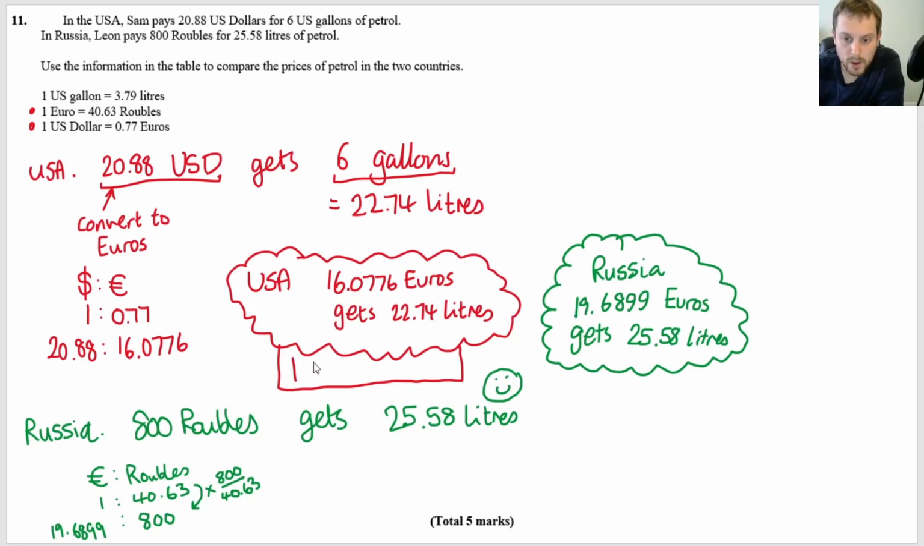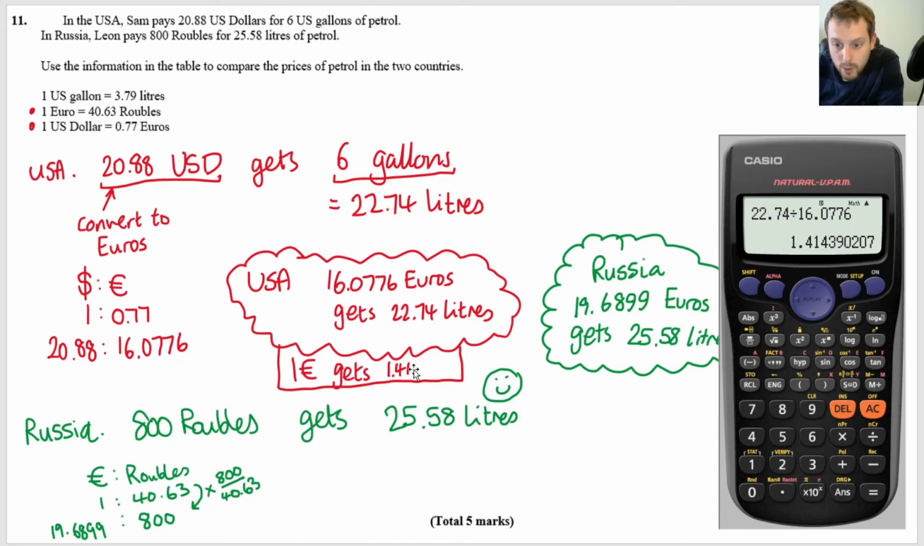So let's do what 1 euro gets in the USA. So I'm going to do 22.74 and divide that by 16.0776. So that is 1.41. Apologies, the calculator went away. So 1.4144 litres after rounding. Okay, so 1 euro gets you about 1.4 litres in the USA.